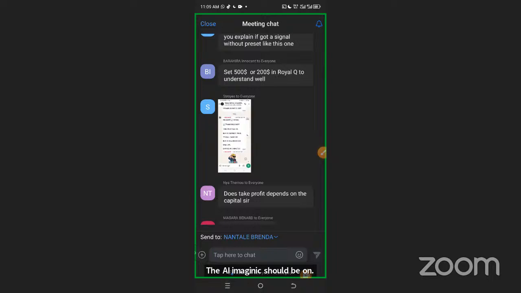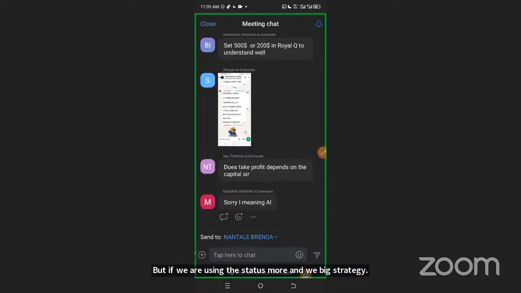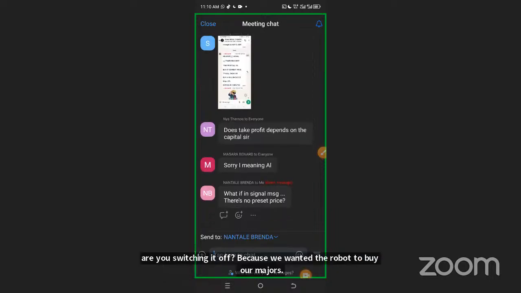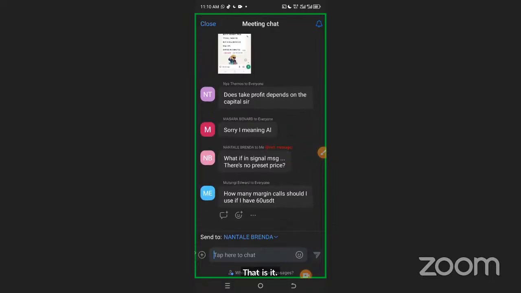But if you are using the start small and win big strategy, the AI margin call should be off. Why are you switching it off? Because we want the robot to buy our margin calls very quick. That is it. Nothing else.